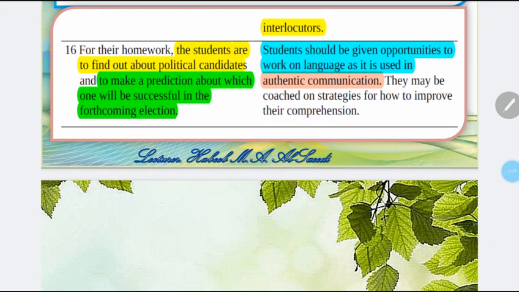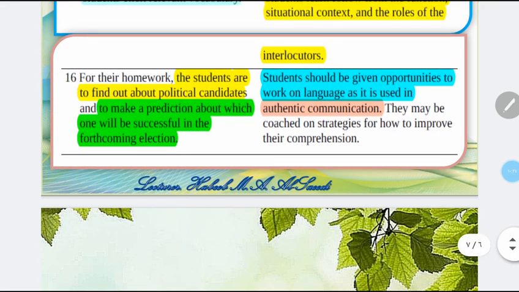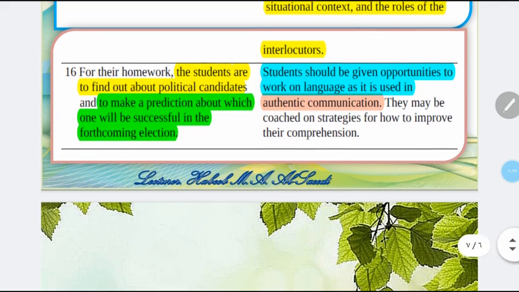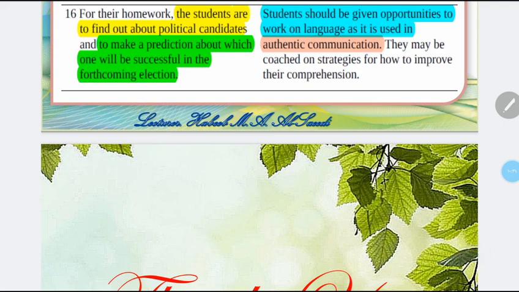Number 16, for the homework, the students are to find out about 2 political candidates and to make a prediction about which one will be successful in the forthcoming elections. So students should be given the opportunity to work on language as it is used in authentic communication. The teacher starts with authentic language in a text taken from sports columns, a real situation, also involving prediction.